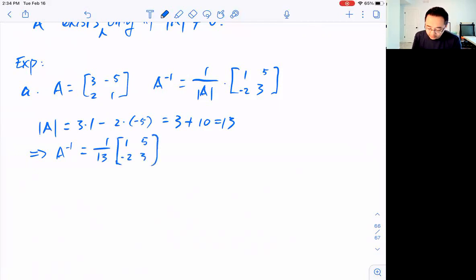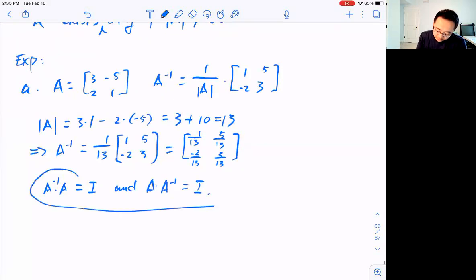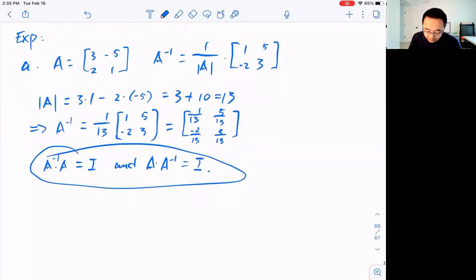So that tells you A inverse is 1 over 13 times the matrix 1, 5, -2, and 3. You can leave it like this, or you can multiply it in, turning this into 1 over 13, 5 over 13, -2 over 13, and 3 over 13. Because this is a bracket, it's a matrix, so you can multiply a constant into every single element. Either way is correct. And of course, if I were you, I would verify that A inverse times A is indeed identity, and A times A inverse is indeed identity. You need to verify that to make sure you got it right, and I'll leave that to you.